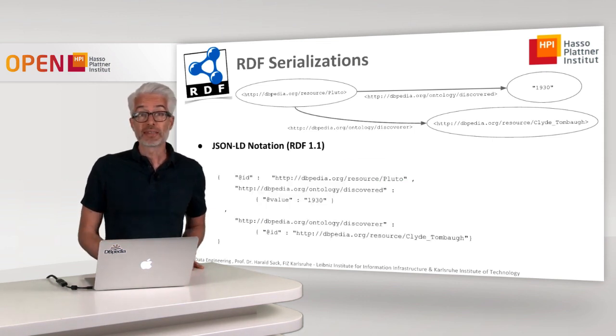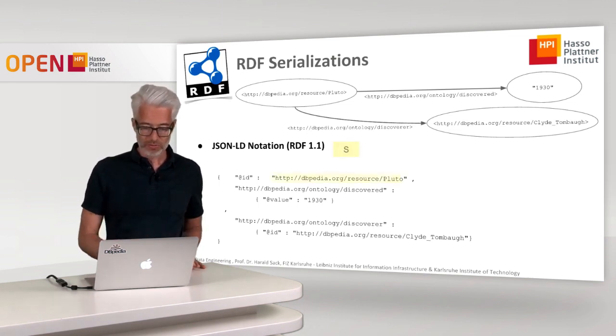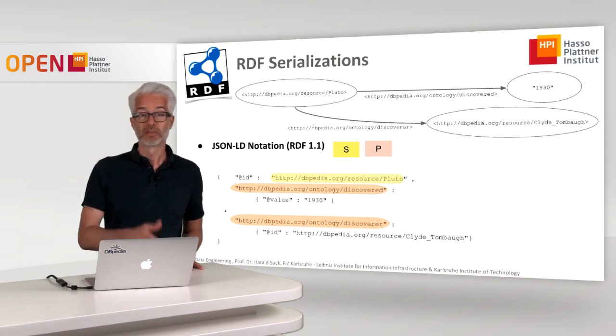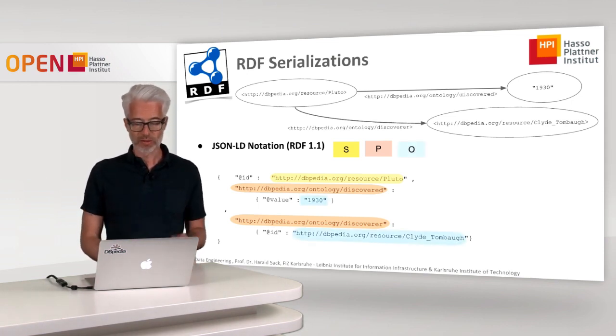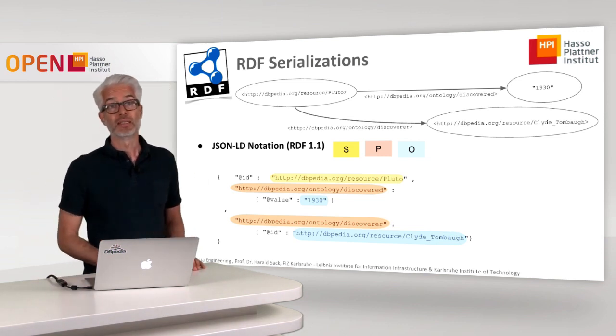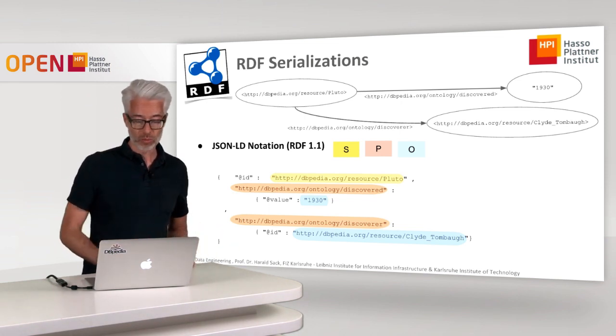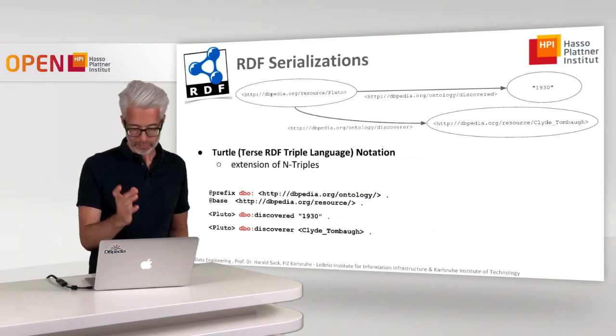Then we have the JSON-LD notation. So some of you who are able to read JSON will immediately recognize what is what here. So for example, here we have the subject in the first line, then we have the property each in the second line, and then here we have the object, which is once a value, and in the second example, it's an ID. So this would be the JSON-LD comparable serialization of the facts we have seen here.